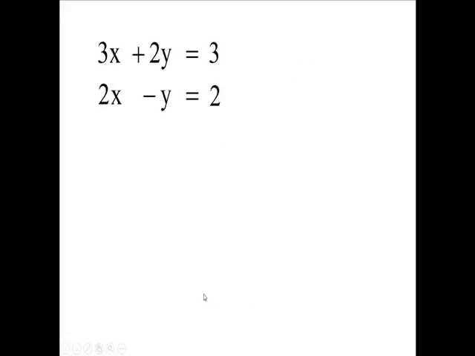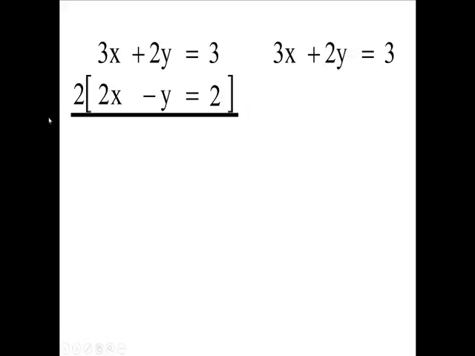All right? Now I'm going to double this second equation because I want to get a negative 2y. So I'm going to multiply everything on this bottom equation by 2. Double everything. There's my first equation. Doubling the second equation, you have 2 times 2x, 2 times 1y is 2y, and it's negative because this was negative, and 2 times 2 is 4.